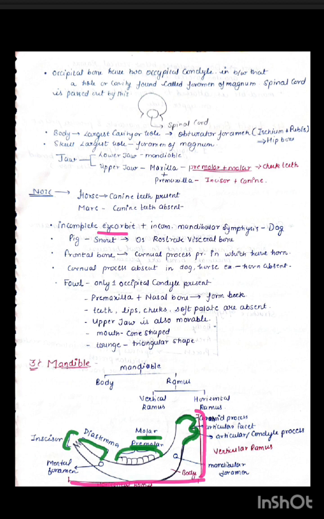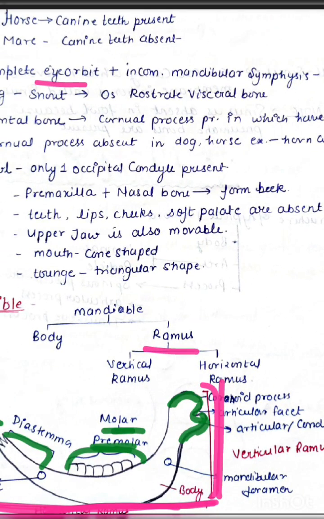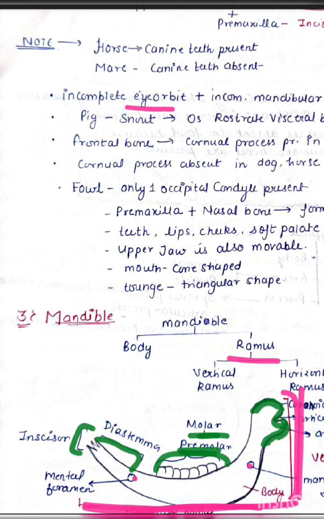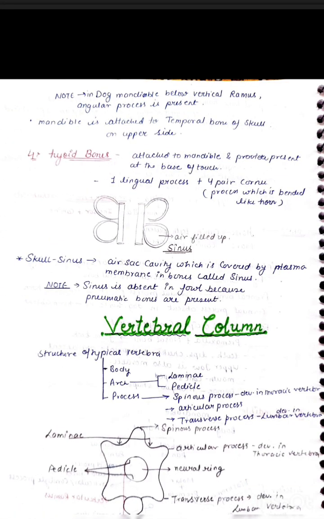As I said already, the ramus is divided into two parts. This is the horizontal ramus, and this is the vertical ramus. There is a foramen known as the mandibular foramen, and another foramen here known as the mental foramen. Now we have completed this. Now let's come to the next part.